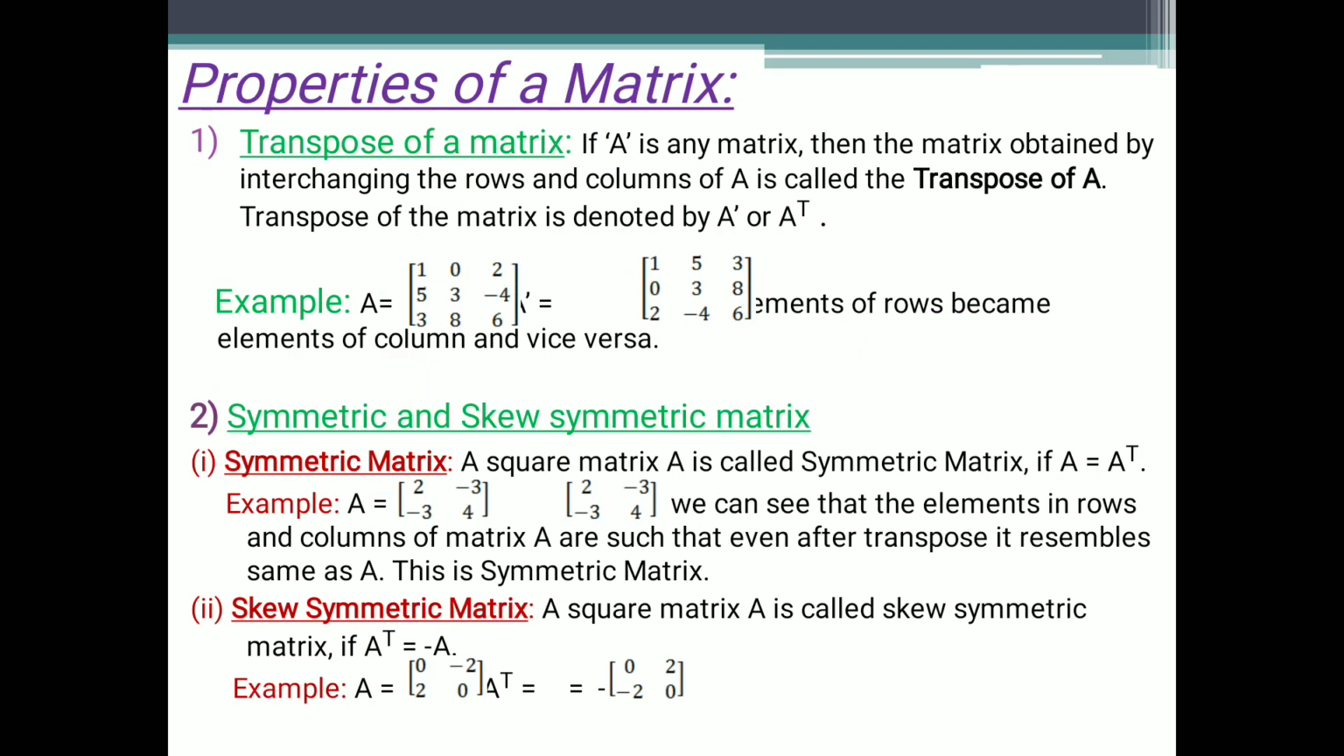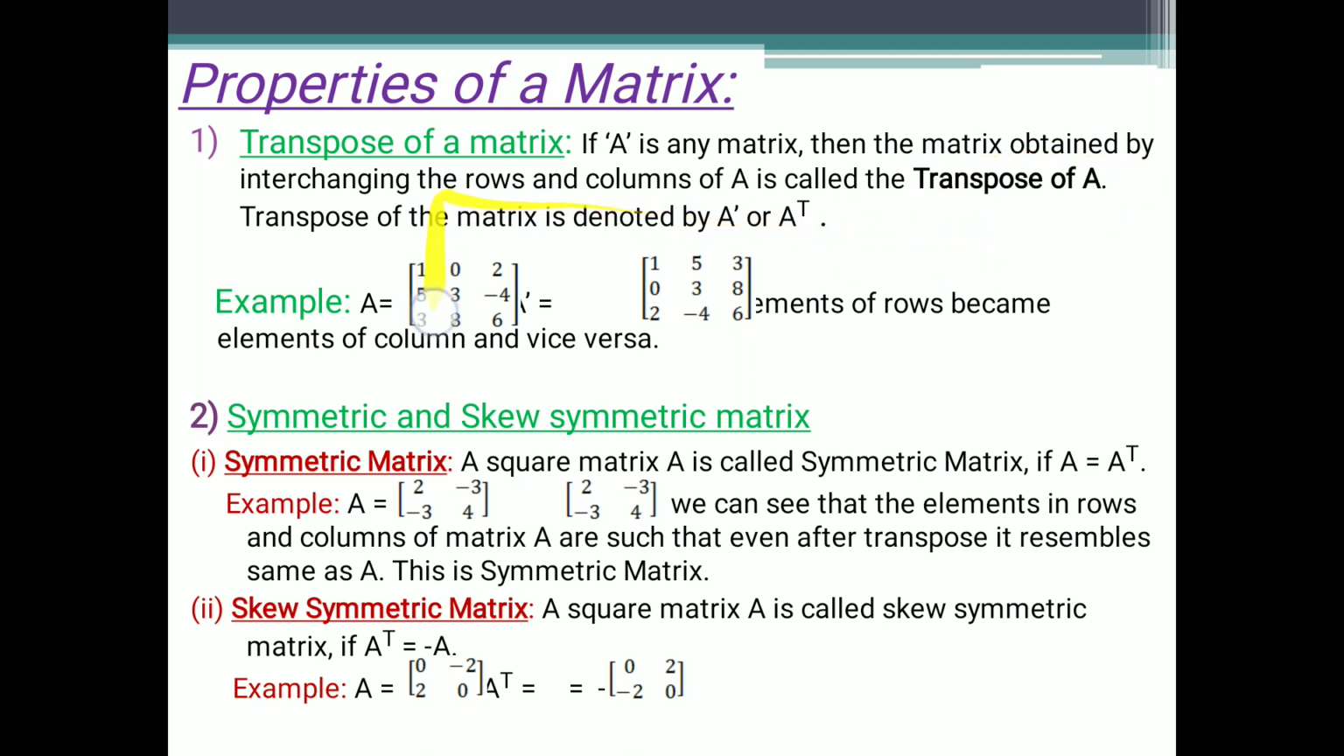Now comes properties of matrix. There are two types of properties. Number one is transpose of matrix. Number two is symmetric or skew matrix. Let's talk about the first one. If capital A is any matrix, as I have already told, a matrix will be denoted in capital letters, then the matrix obtained by interchanging the rows and columns of A is called the transpose of A.